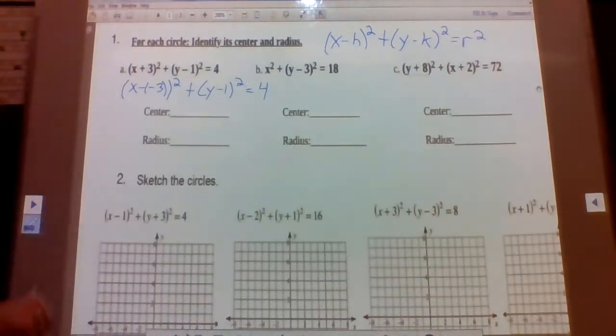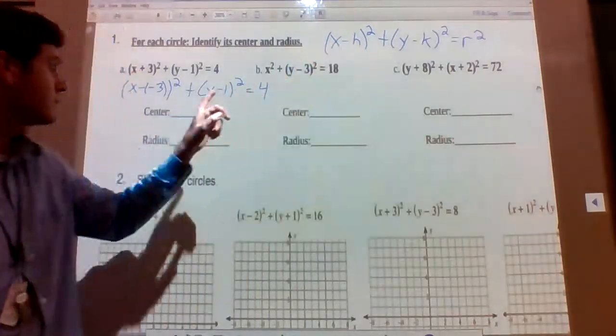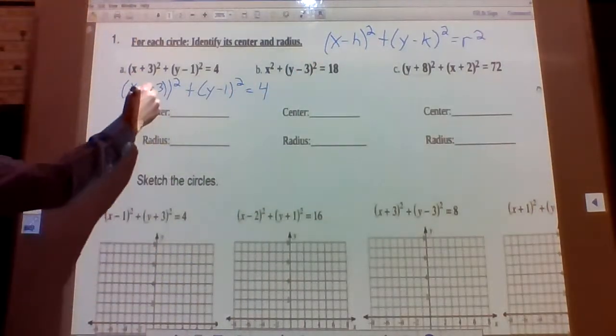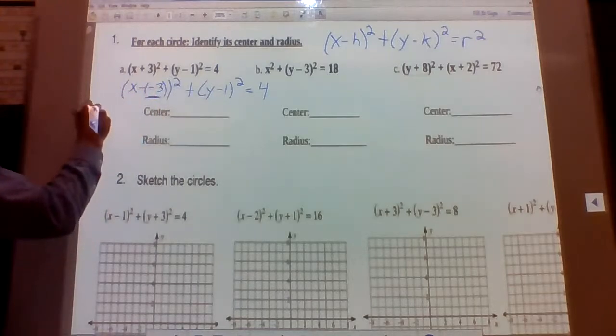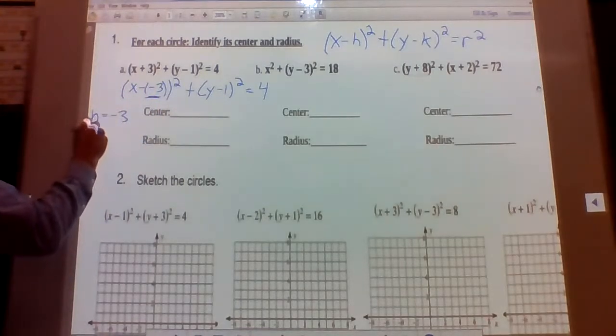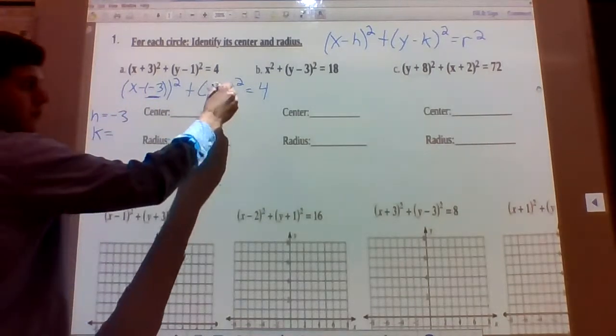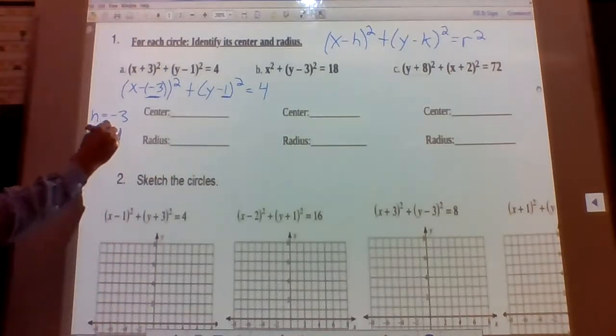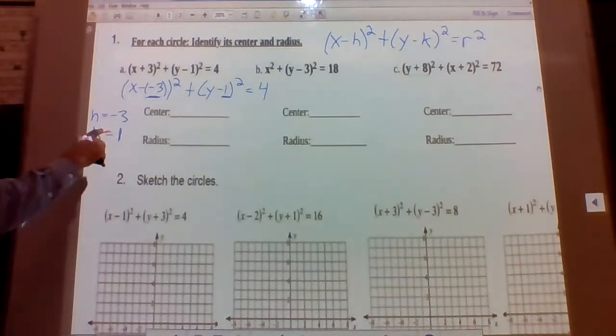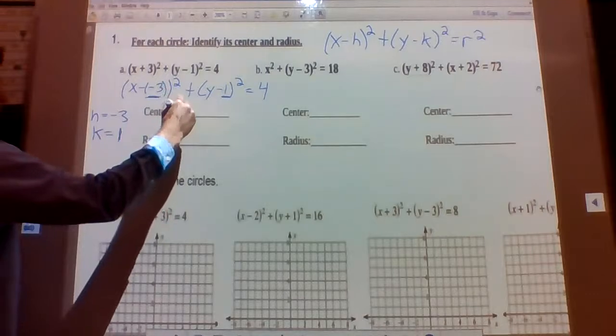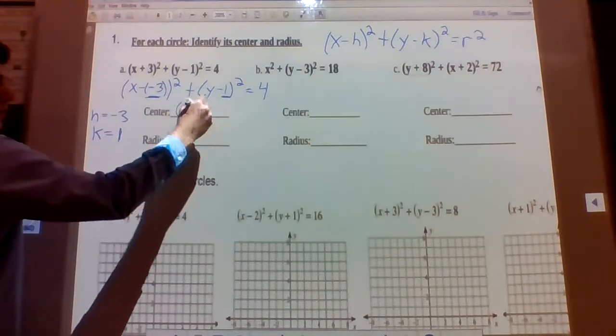Now if we look at our equation, h is -3 right here, and k is going to be 1. So the center of our circle is h, k, which means the center of our circle is -3, 1.